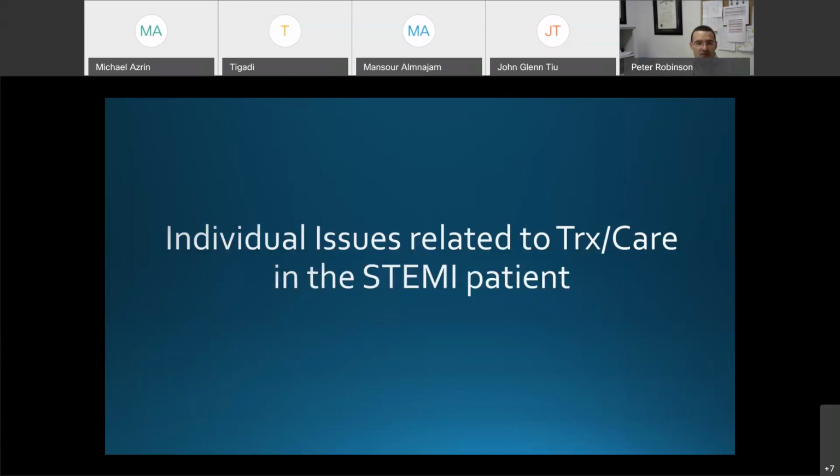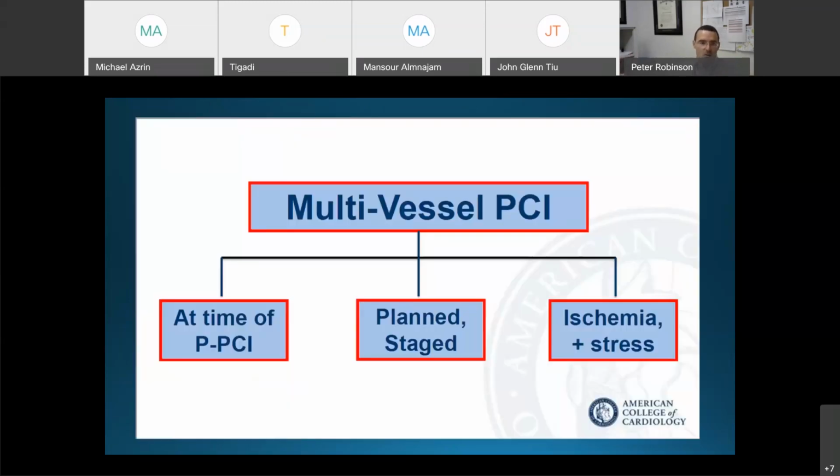So we're going to talk about some individual issues related to treatment and care in the STEMI patient. I'm going to go through a lot of different issues in broad brushstrokes, mainly for the early fellows to know what issues to think about further in more detail. One of these is the concept of multivessel PCI. We could have a whole talk just about this. Different possibilities are at the time of the primary PCI, in a planned staged fashion, and only if there's ischemia or stress.